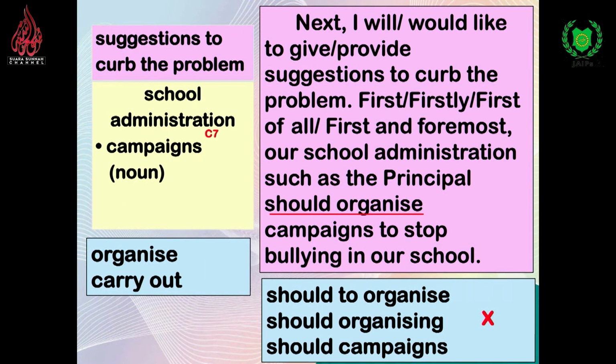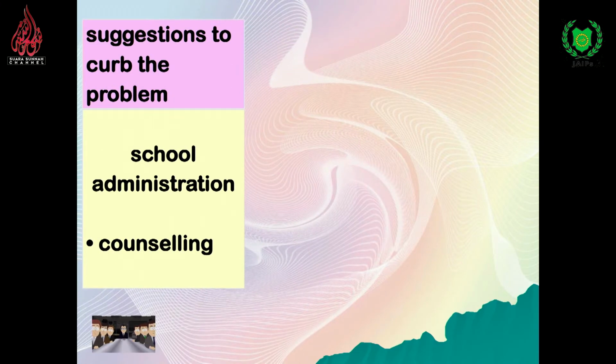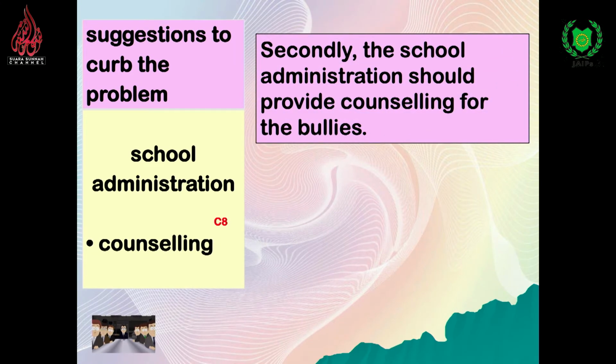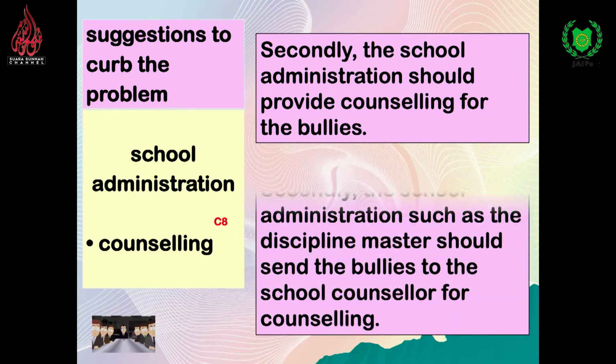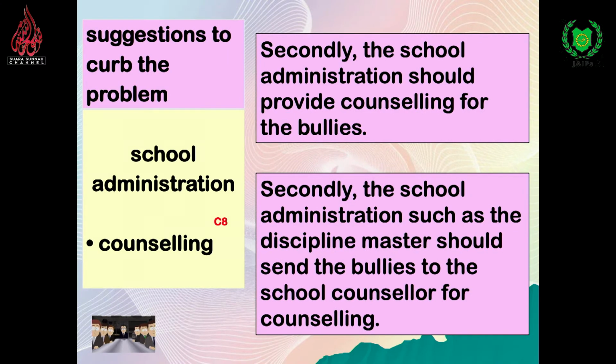All right. Now let's go to the next one. Suggestions to curb the problem. School administration, counseling. Who will do counseling in our school? The school counselors, yeah? Secondly, the school administration should provide counseling for the bullies. This is one way of writing the sentence. Or, secondly, the school administration, such as the discipline master, should send the bullies to the school counselor for counseling. So you see, the sentence is getting longer by adding an example of who the school administration is. The discipline master. What should the discipline master do? Send the bullies to the school counselor for what? For counseling. So your sentence is getting longer.